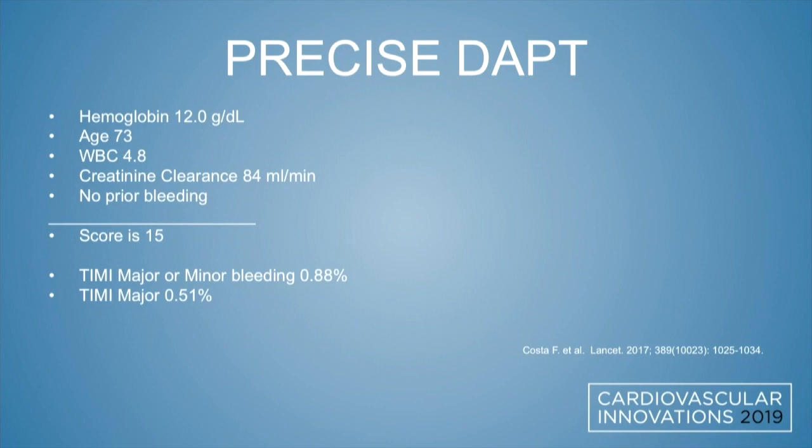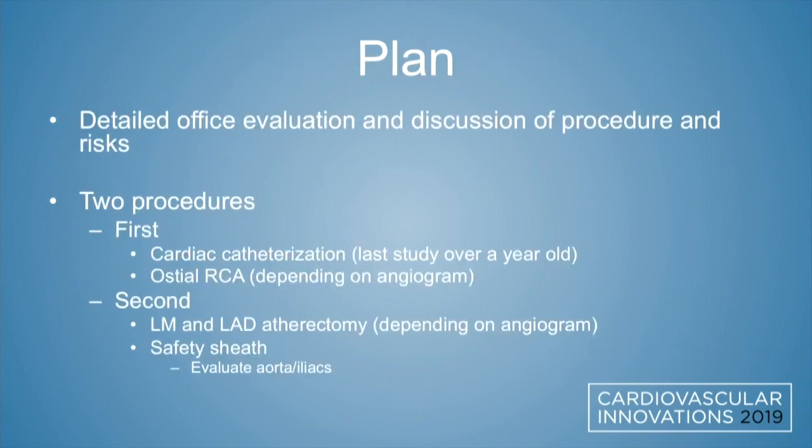Absolutely. So we can go next. This is how we set things up. Two procedures. First, diagnostic and do the right if things are as planned. Second, to do atherectomy given the extreme density of calcification. She's not a candidate for a priori myocardial support. We did put in a safety sheath just to be certain, to have some backup in case anything should happen.